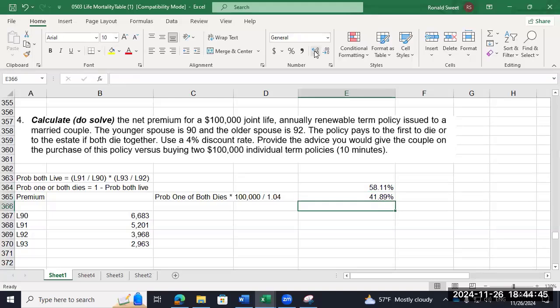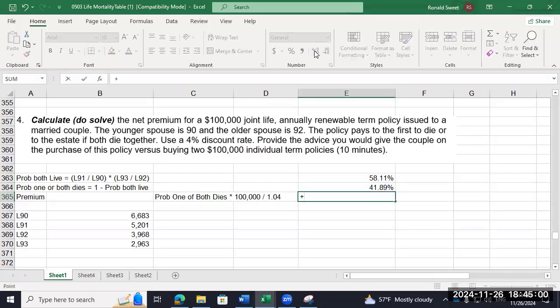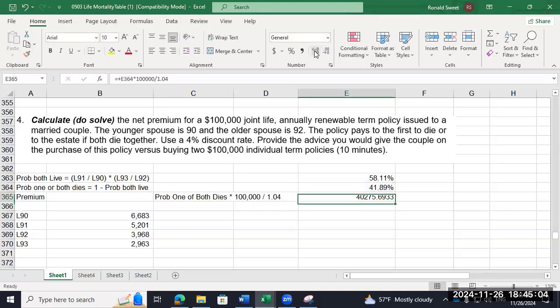All right. So what is the premium? I got these on the wrong lines, but the probability they both live is 58%. The probability that one or both die is 42%, or 41.89%. So the premium is that probability times 100,000 divided by 1.04. It's going to be 42,275.69.